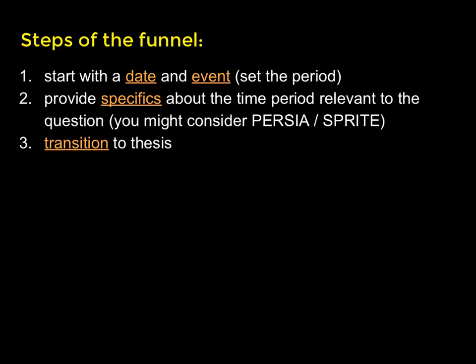Here they are. First of all, you want to start your paragraph with a date and event. So what you're doing here is you're setting the time period that the essay is about. The date can be something very specific, like say 1914, World War I started, or it could be more broad, say the mid-14th century or the mid-1500s, and then you still want to name whatever event that you are talking about. So the Renaissance of the 14th to 16th centuries, for example. That should go in the first sentence. It anchors your reader in time.